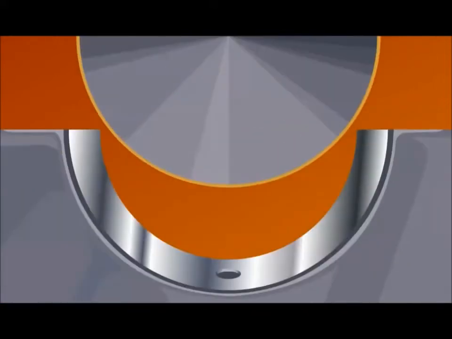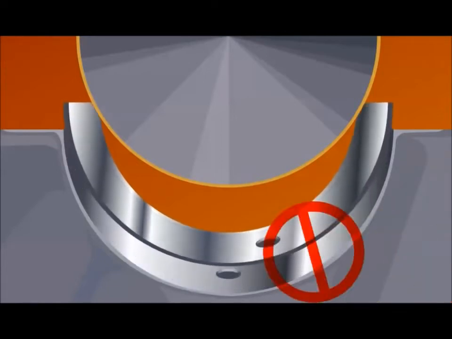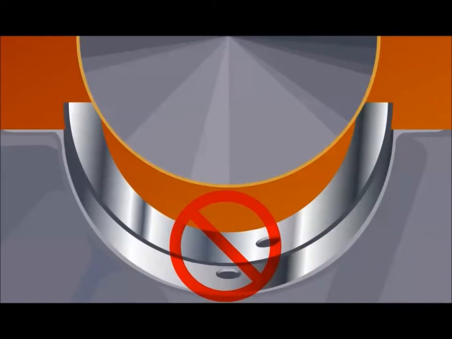When assembling engines, make sure the oil hole in each bearing correctly matches the oil passage. If an oil passage on the bearing is in the wrong location, no oil flow occurs and the bearing will fail.